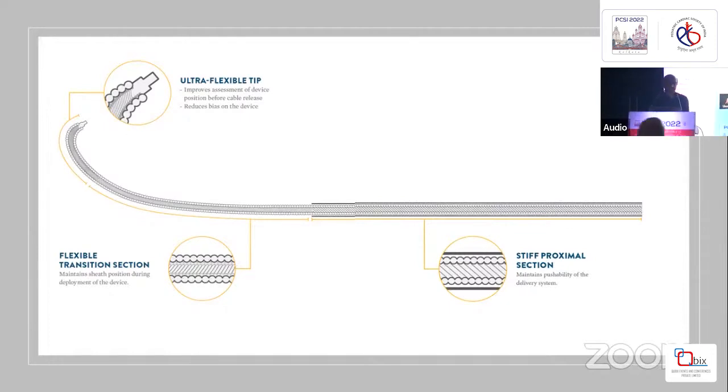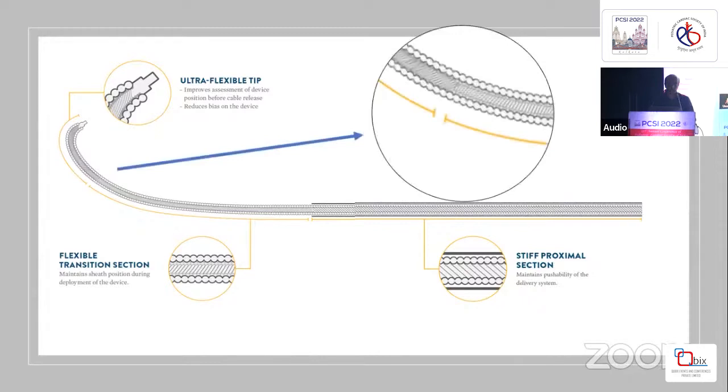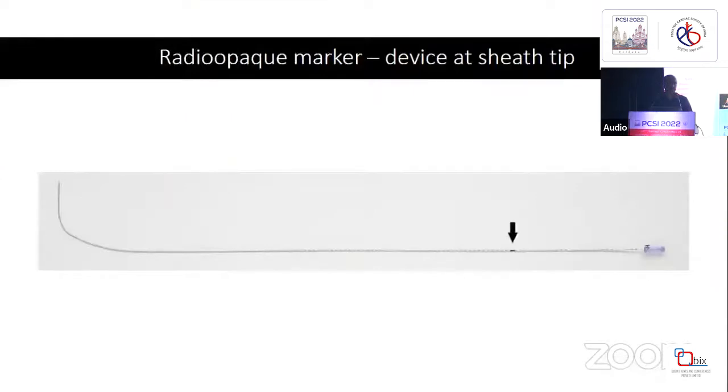This is the Trevisio delivery cable, which differs from the conventional cable in that there are three parts for this cable. There is the ultra flexible tip, flexible transition section, and a stiff proximal section. And in fact, this is where it actually differs. The distal portion, the stiff part is not there, which permits it to move very well. And as already demonstrated in one of the live cases, the radio opaque marker is there, which helps in advancing the cable without fluoroscoping.